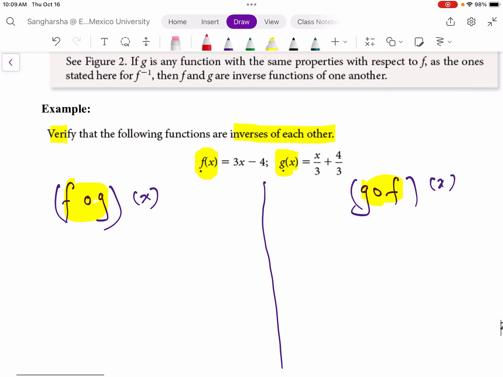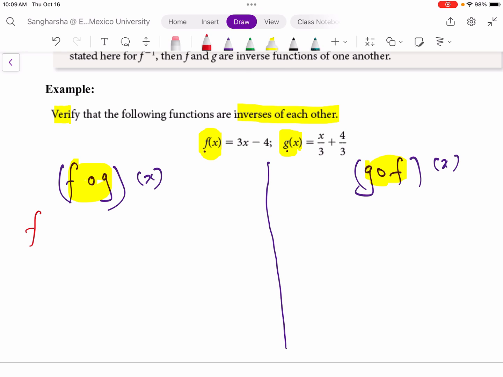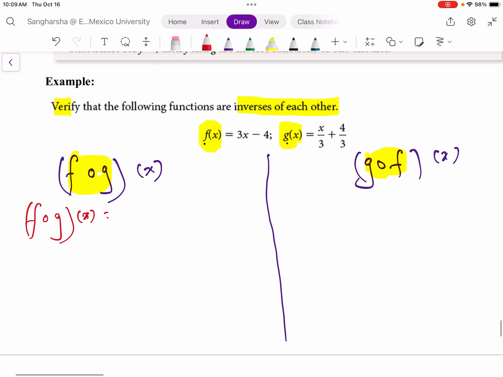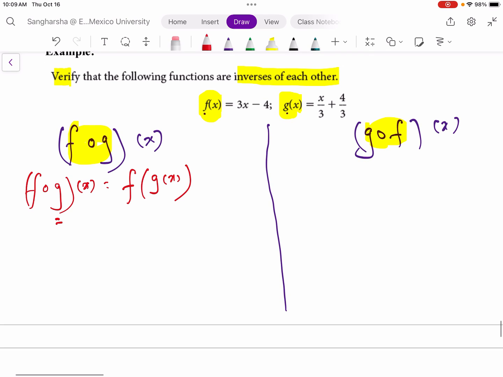Now how do we find f composite g? So what is the definition for f composite g? This is f of g of x. You just replace the composite sign by parentheses. Now we do a substitution here. So we know what is g of x, so let's go ahead and substitute for g of x. F as it is, g of x is x over 3 plus 4 over 3.